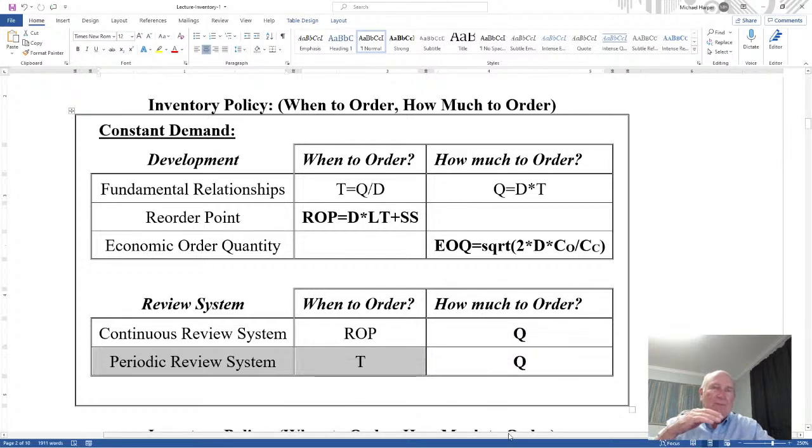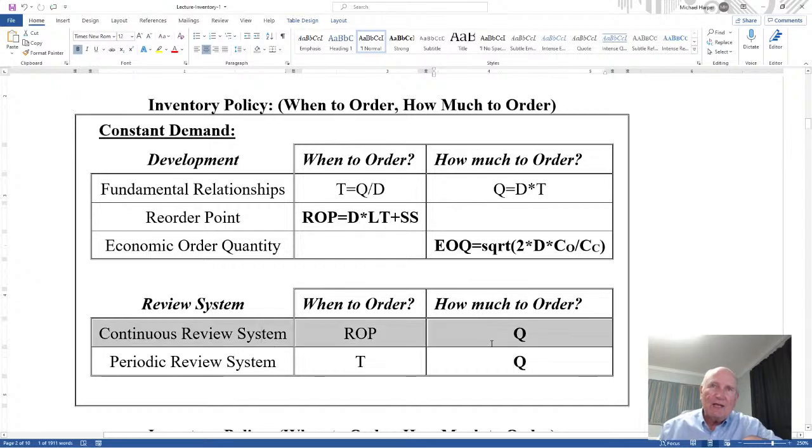I'm going to look at my inventory periodically, like once a week, or once every 6 weeks, or once every month or something. And then that's my T. And then once a month, I'm placing an order, or once every Friday, I place my order. That's the T. That's the time between the orders, 1 week. How much do I order? I order a Q. So there's two different ways of representing our inventory policy of when to order, how much to order. ROP, Q and then T, Q. And that's what we're doing today.